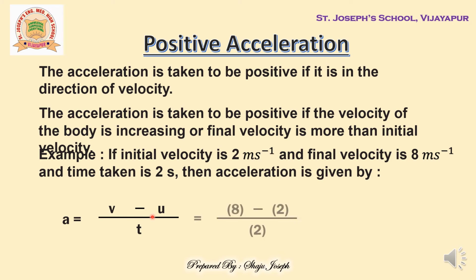What is v? v is 8, that is final velocity. Minus initial velocity, which is 2. 8 minus 2, divided by the time taken, which is 2 seconds. 8 minus 2 is 6, so the numerator becomes 6 divided by 2. Simplification is 3. But the SI unit, you should remember, acceleration is always this a we are finding out, so its SI unit is meter per second square. So this is positive acceleration, right?